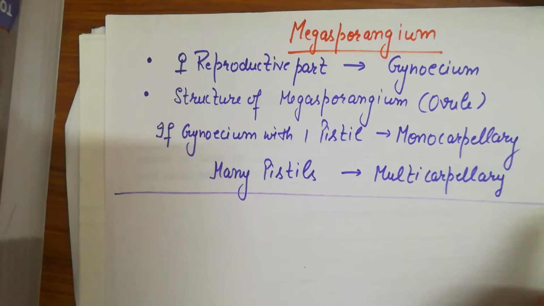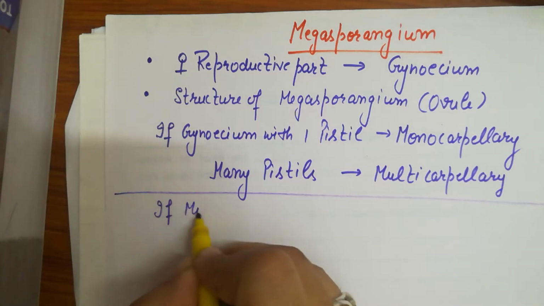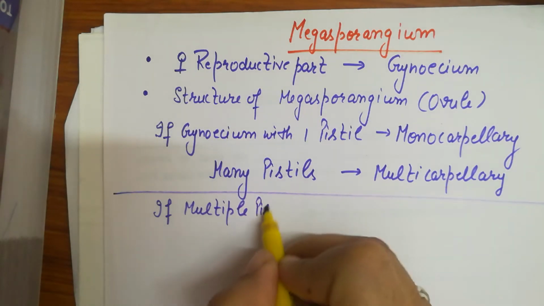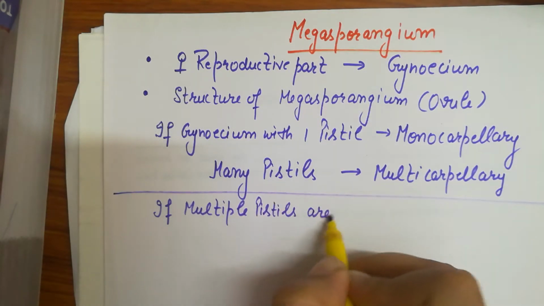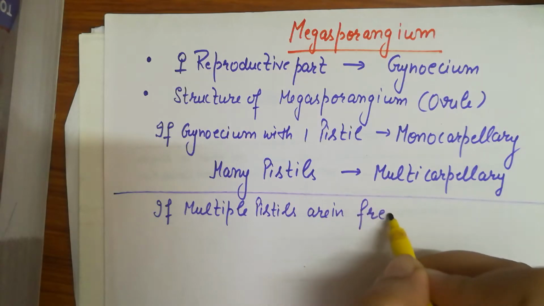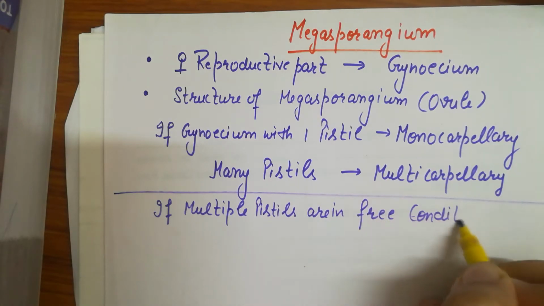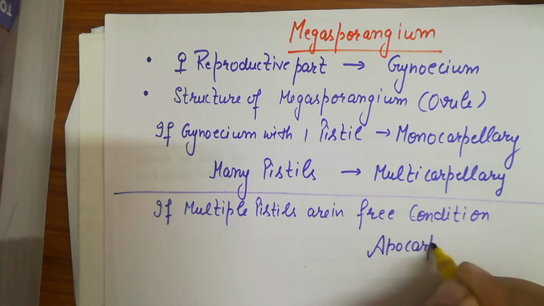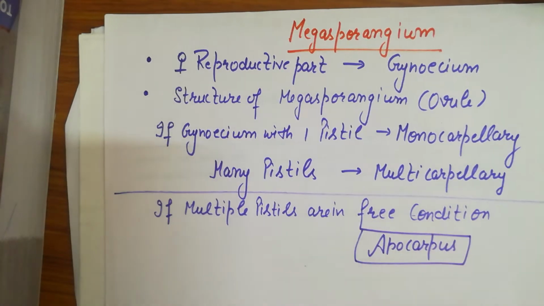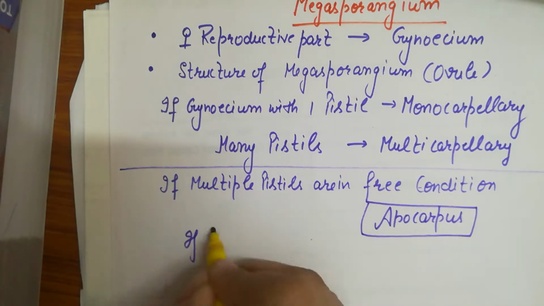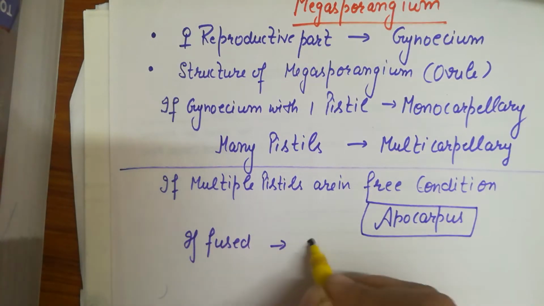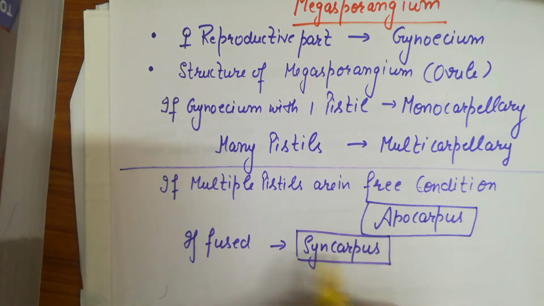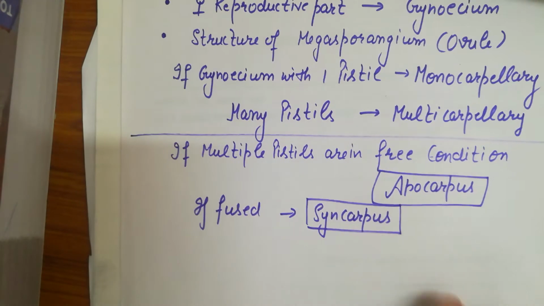Now if there are multiple pistils, meaning the multicarpillary condition, and if the multiple pistils are in free condition, that condition is known as apocarpous. Apocarpous we use for the free condition. If they are fused, then that is known as syncarpous. The syn word is usually used for the fused condition, right?